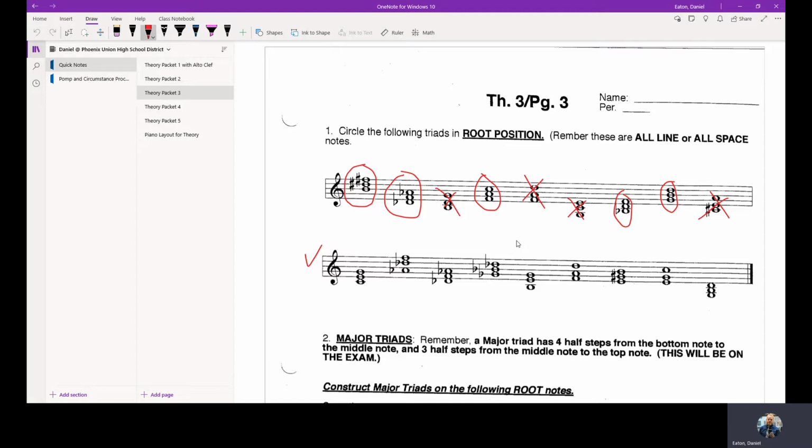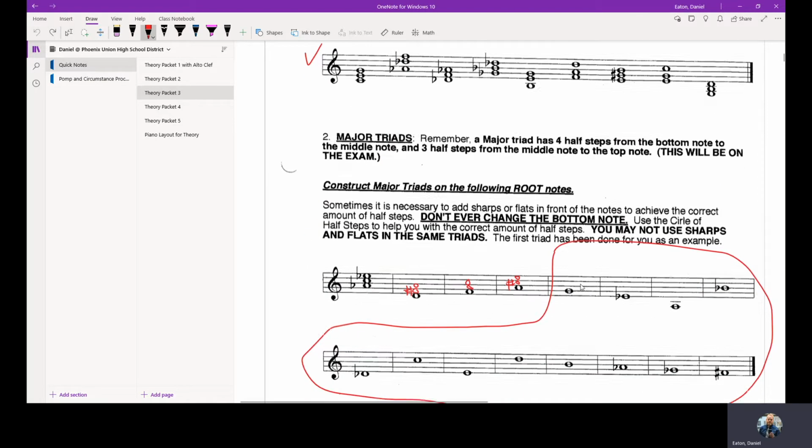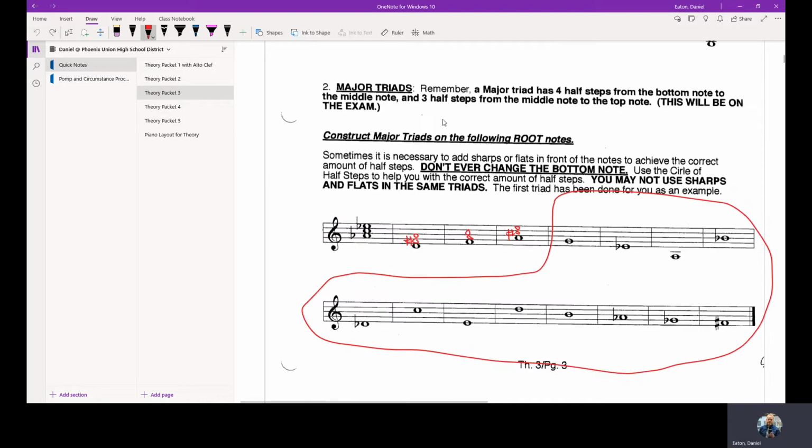All right, circle the following triads of root position. For root position, as you recall, we are doing line, line, line, or space, space, space. If it's doing anything besides that, that is not in root position. So you're looking for line, line, line, or space, space, space. All right, now we're going to talk about major triads specifically. A major triad has 4 half steps from the bottom note to the middle note, and 3 half steps from the middle note to the top note. This will be on the exam.